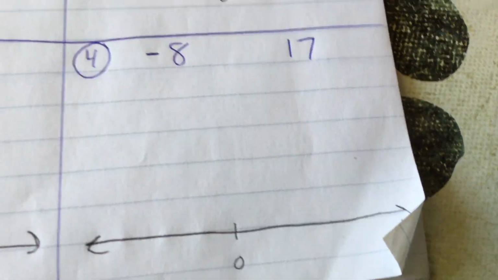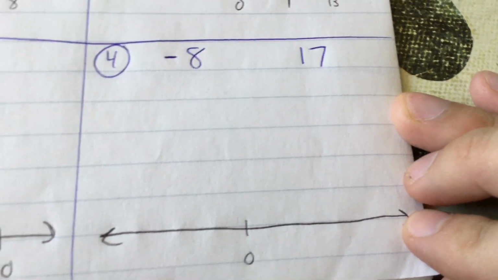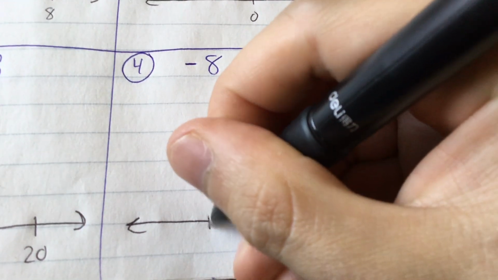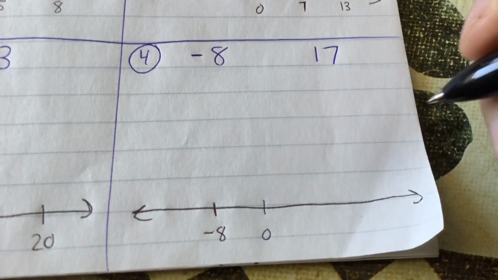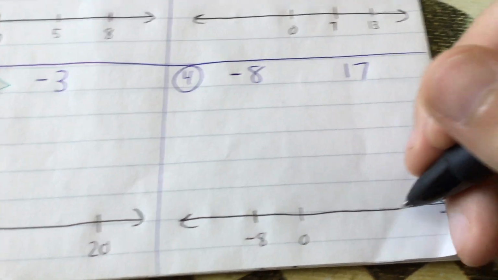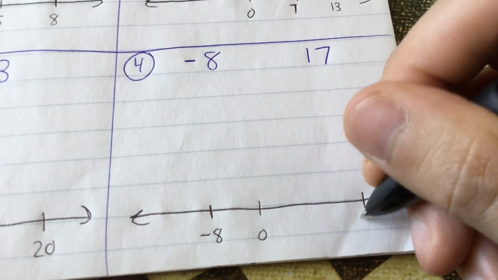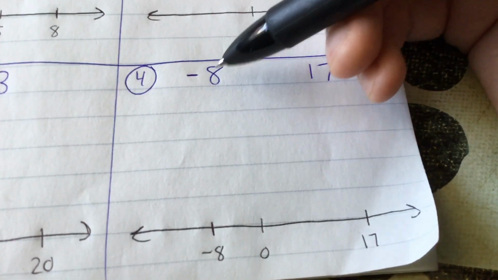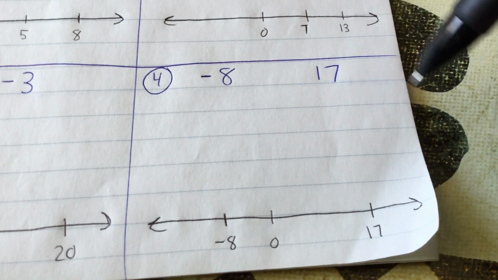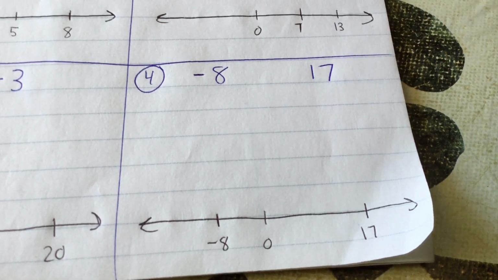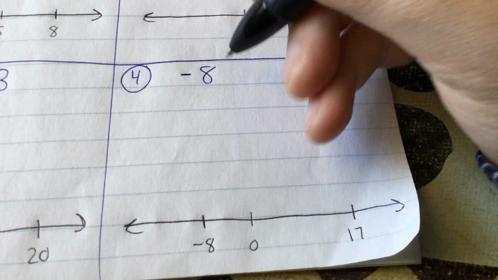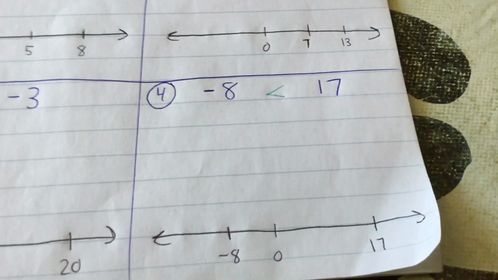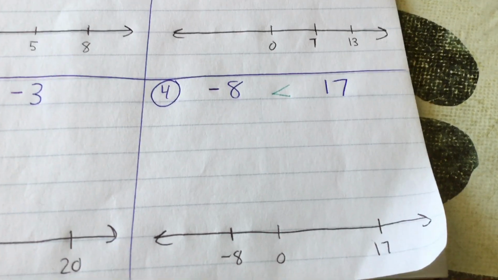Okay. Negative 8 and 17. Well, negative 8 is on the left side of 0. 17 is on the right side of 0. So which number is bigger? Owing somebody $8 or having $17 in your pocket? We would say that negative 8 is less than positive 17.